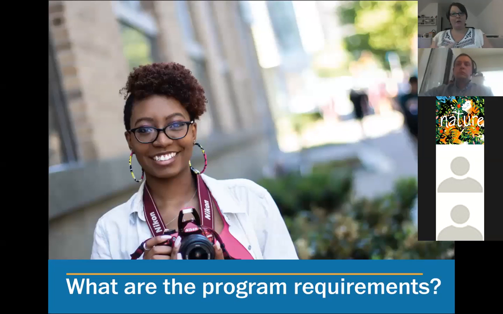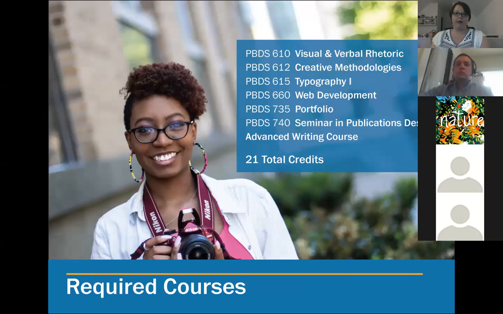So what are the program requirements? In a 36-credit degree program, we have several core required courses. This is a total of 21 credits, and it is a combination of theory and basic design skills that we work on through visual and verbal rhetoric, and creative methodologies, where we work on an understanding of your process. So how do you come up with an idea, and how do you see it come to fruition? In creative methodologies, we work on how to replicate that process over and over again and to talk about that process, which is something that we find employers are really looking for: your understanding of process and your ability to explain it. We look at type 1 fundamentals and basics of web development.